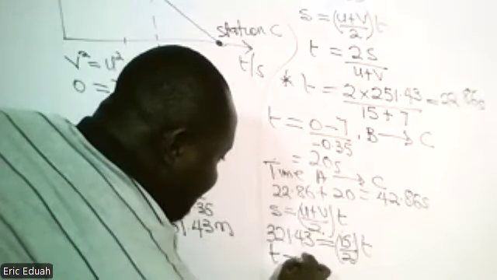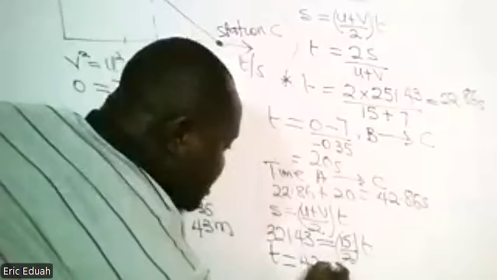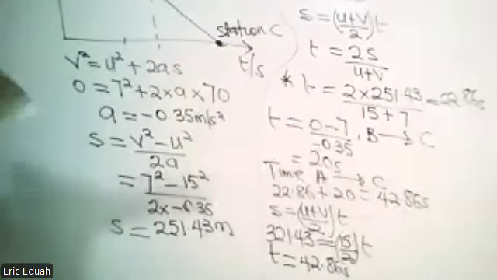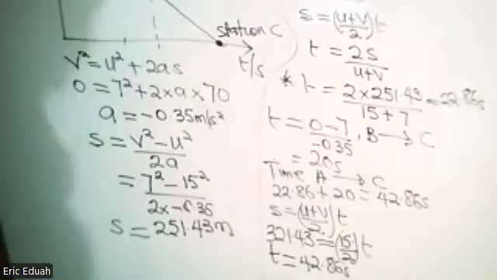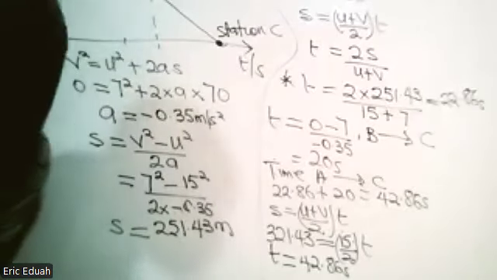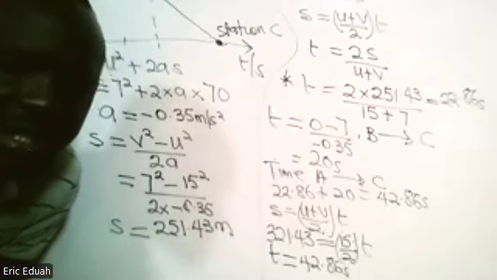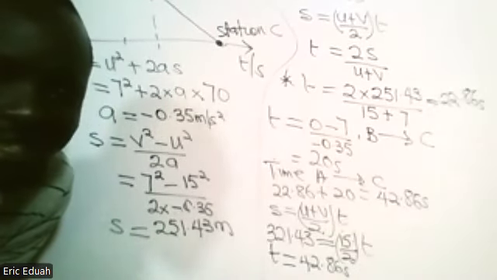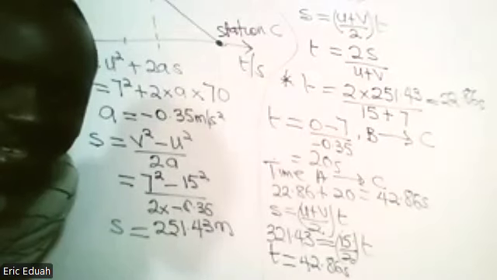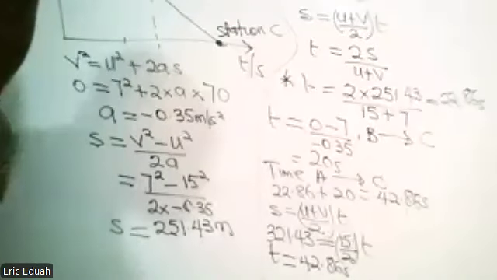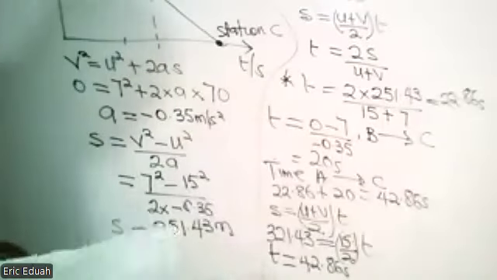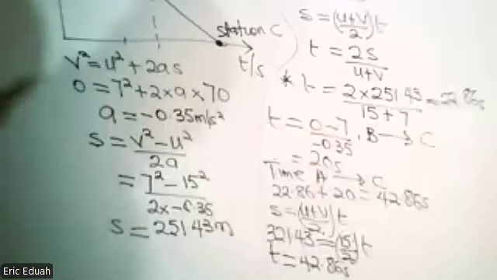T might be 42.8. Yes, please. 42.86. Yes. So there are so many ways of solving the problem. Please, any question? Any question? No, please. All right. Then, class, if you have issues, do not keep it. I'm always here for you.